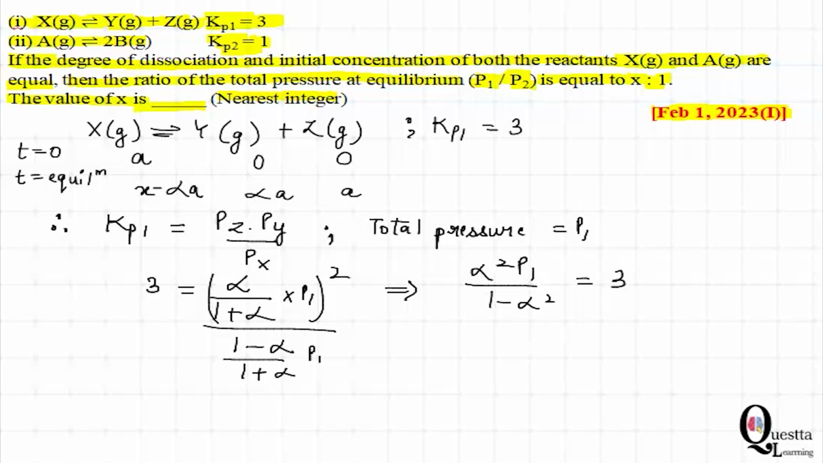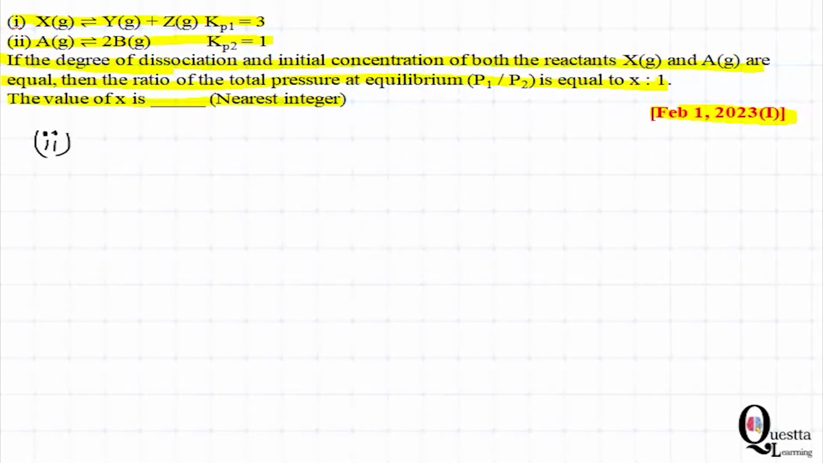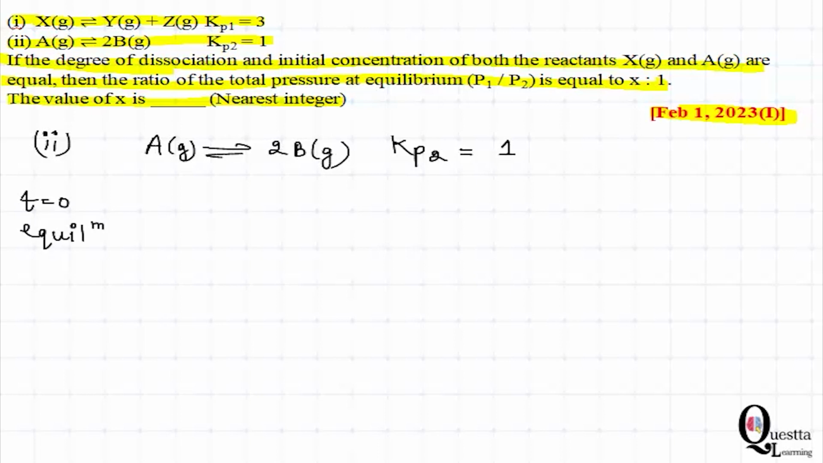Now for the second reaction, we can proceed with the next equation, that is A, which gives 2 moles of gaseous B, and the value of Kp2 for this case is equal to 1, as mentioned in the question. So at t equal to 0 and at equilibrium, the initial amount will be A and 0 will be the amount of product formed. It will be A minus alpha A and 2 alpha A for the product.